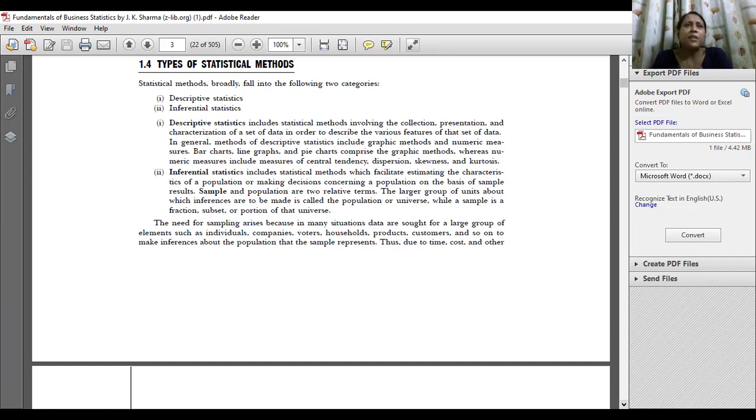So, descriptive statistics is a very simple statistics, and common people are using it unknowingly everywhere in our research, in our daily life, in mathematical calculation. On the other hand, inferential statistics includes statistical methods which facilitate estimating the characteristics of a population or making decisions concerning a population on the basis of sample results.